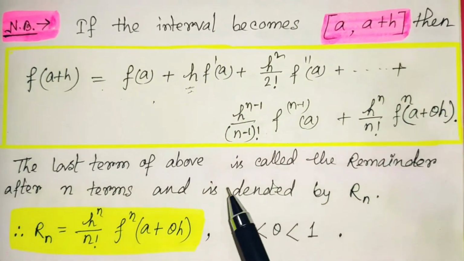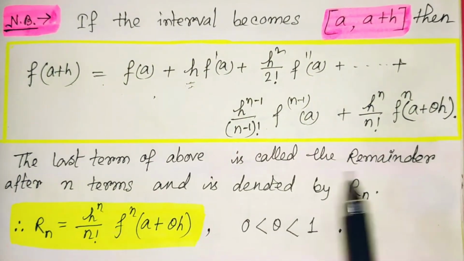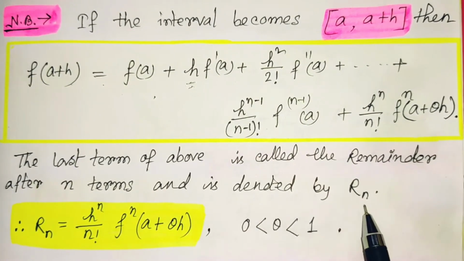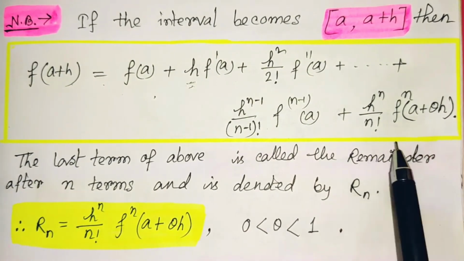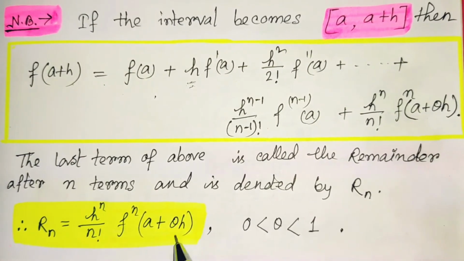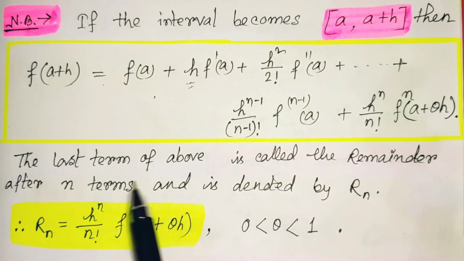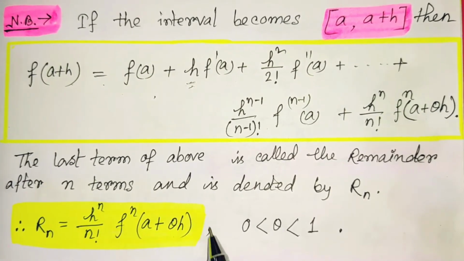The last term of the above is called the remainder after n terms, and it is denoted by Rn. So this is your Rn, where theta lies in between 0 and 1. This is called the Lagrange form of remainder.